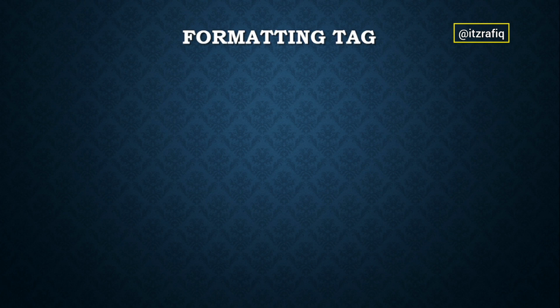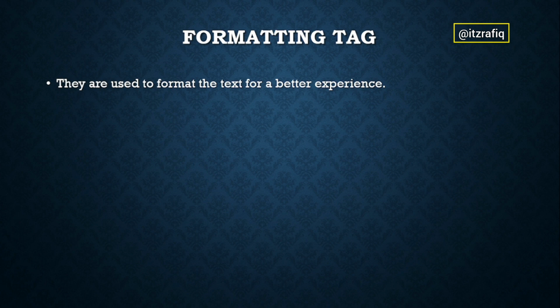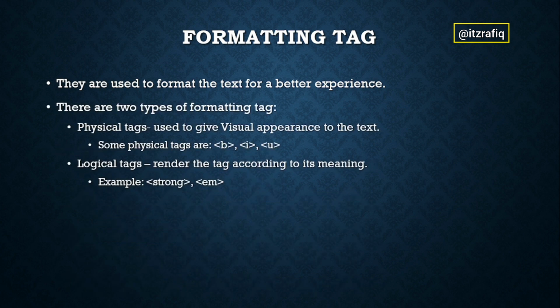Formatting tags. We use formatting tags to format the text so that the user will get a better experience reading the content. There are two types of formatting: physical and logical. Physical changes the visual appearance, and logical renders the tag according to its meaning. When you are developing a professional web page, suppose you want to make a text important, at that moment don't use bold. Instead of bold you use strong.